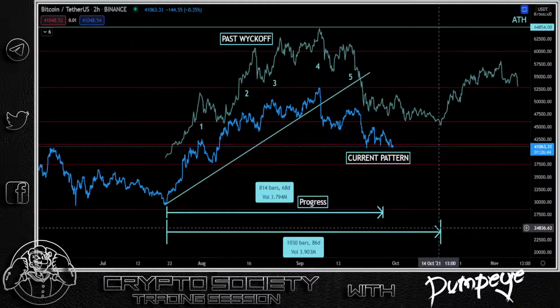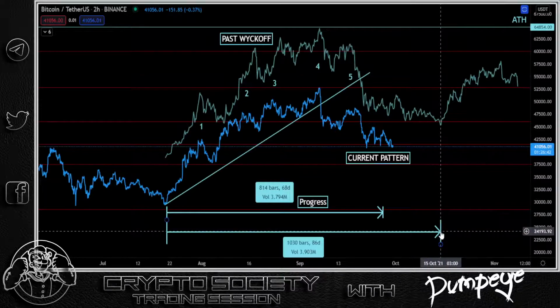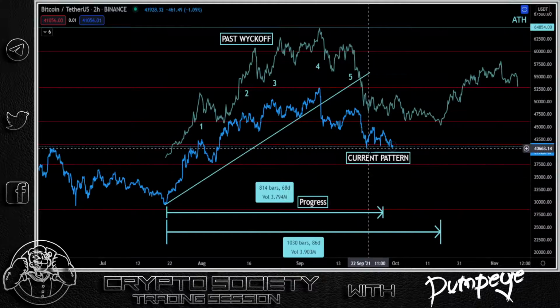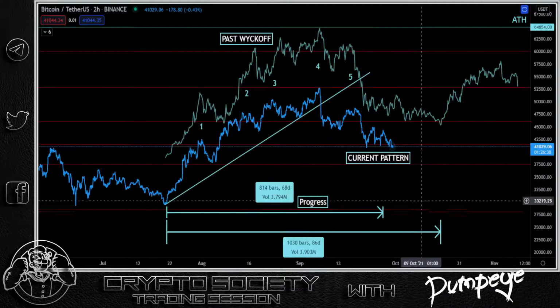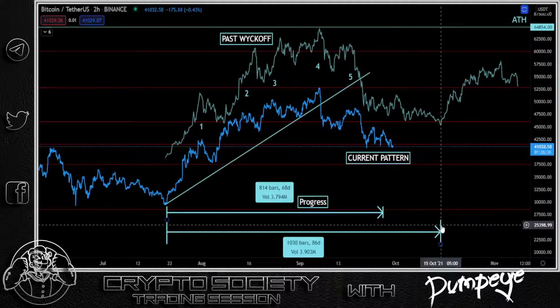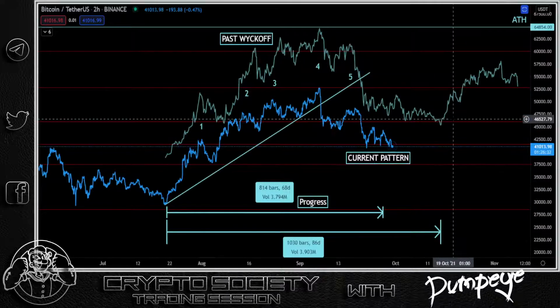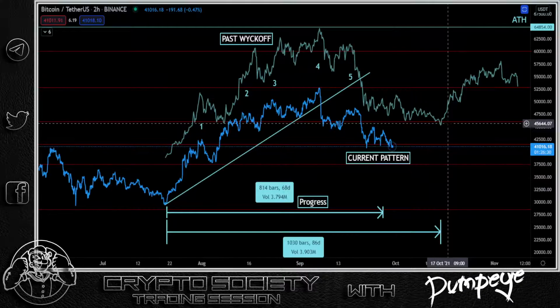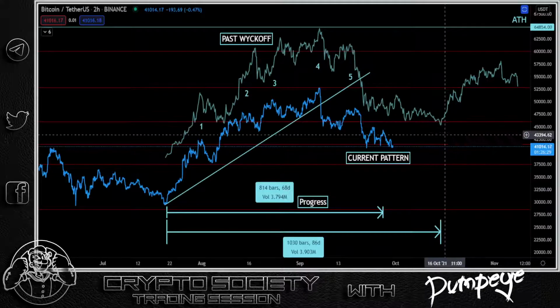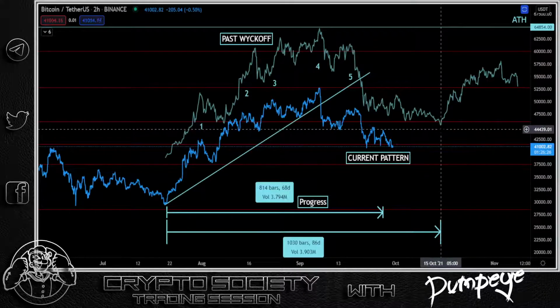But that entire time cycle, gauged by what we've done so far, would be 86 days, which takes us to the 15th of October, which interestingly the 18th of October is when a lot of the Bitcoin ETFs are supposed to get answered and possibly to be approved, hopefully.